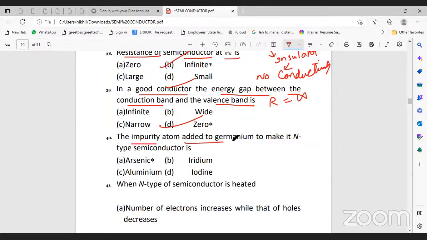The impurity atom added to germanium to make an N-type semiconductor is arsenic. As I said, in order to become an N-type semiconductor, it should be doped with a pentavalent. So it must be arsenic.